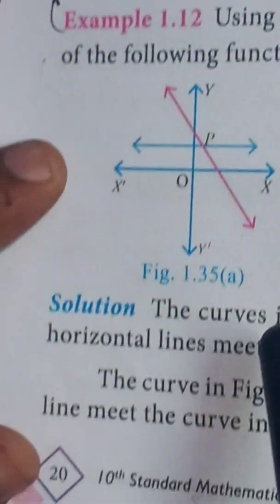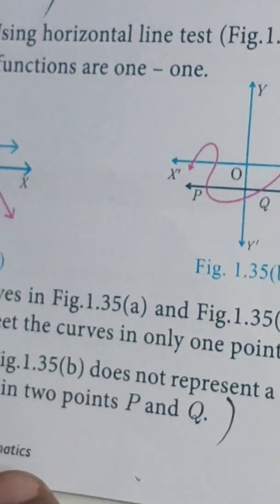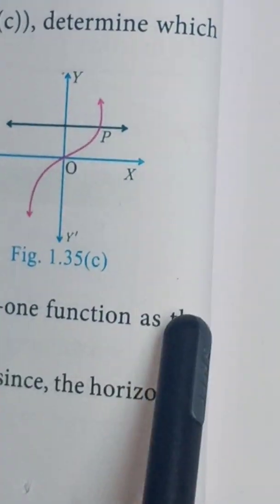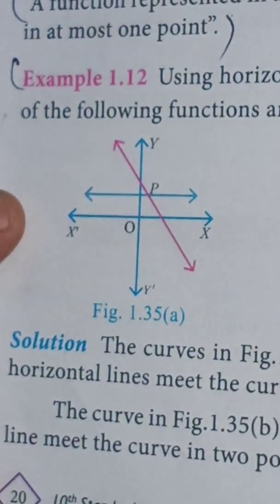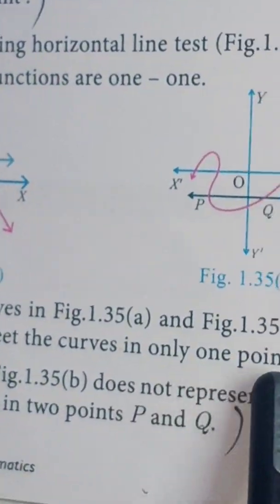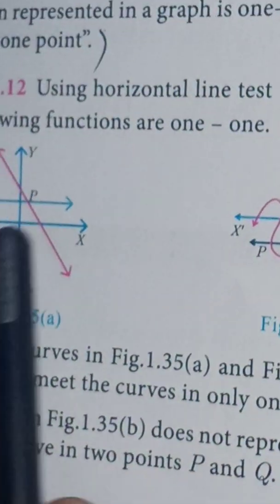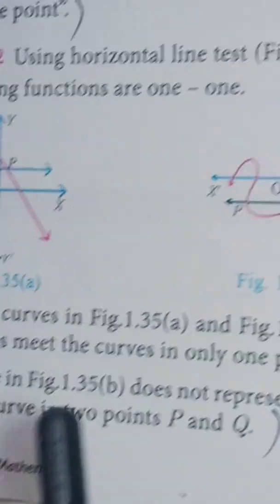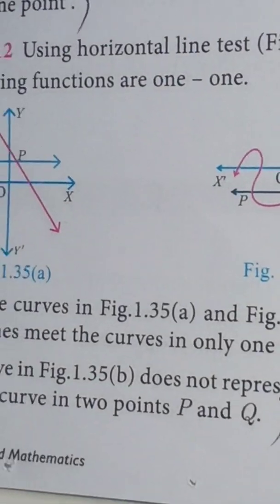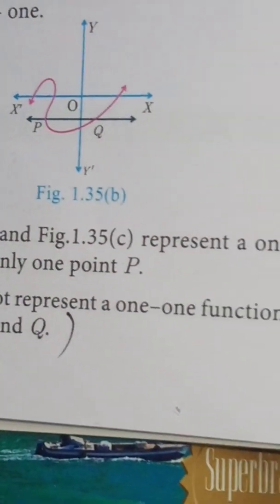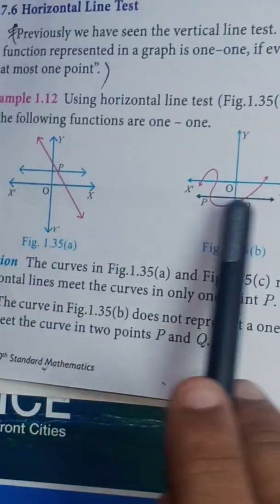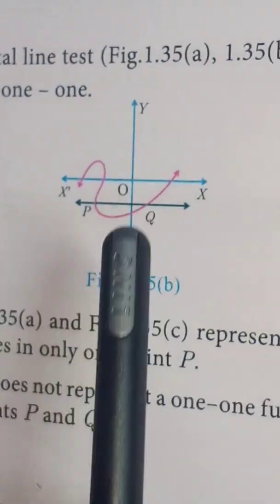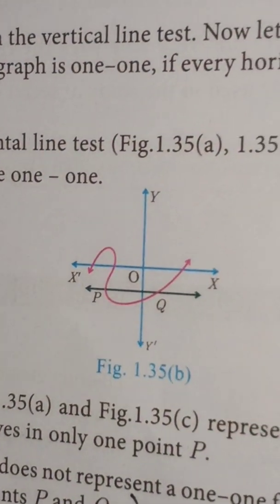Answer is given here. The curve in figure A, first diagram, and third diagram C, represent a one-to-one function. What's the reason? The horizontal lines meet the curve at only 1 point. Therefore, both the graphs represent a one-to-one function. And the second diagram in particular, B, does not represent a one-to-one function because this horizontal line, black color line, meets the curve in how many points? 2 points. Okay, P and Q. Therefore, it is not a one-to-one function. Understood?